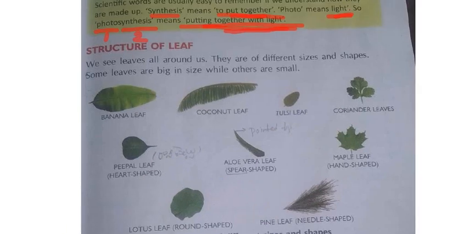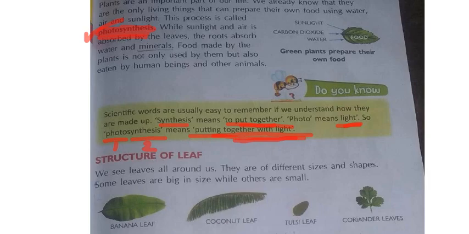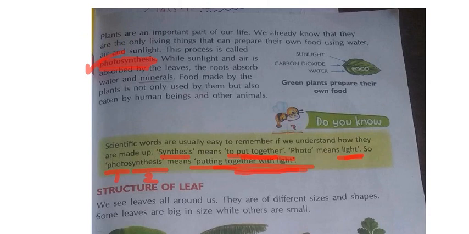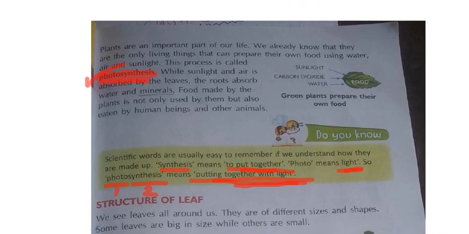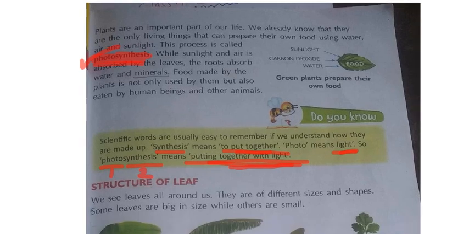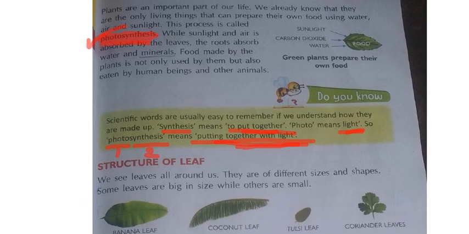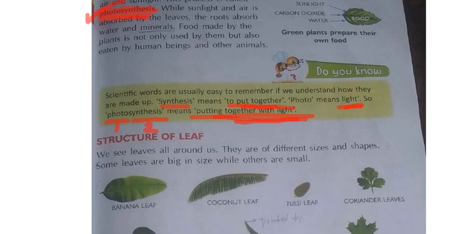And next one, children, what is meant by photosynthesis? I am zooming it. What did I tell you? Photosynthesis means the process by which plants prepare their food by using sunlight, carbon dioxide and water, right? Photosynthesis is a scientific word. Photo means light and synthesis means putting together. So photosynthesis means putting together with the light.